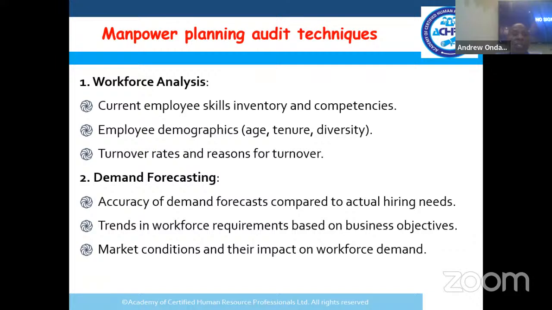Secondly, on workforce analysis, we have employee demographics. We are looking at the composition of our employees, and 1, we want to find out whether there is a balance in terms of our diversity in employees. So somebody may ask, why do we need to know something about age, for example? Age is a very important factor when we are managing people.